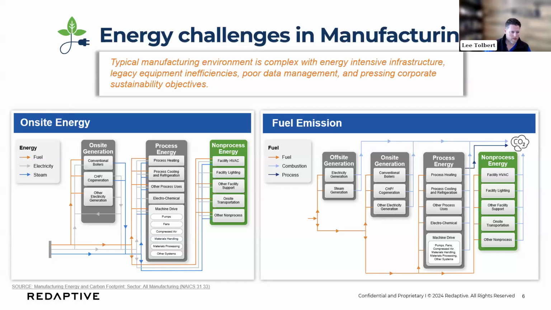There are a number of different areas that we can attack. So one of the most common, because you can do it in a way that's not as disruptive to processes in the manufacturing cycles, is what we categorize as non-process energy. And then beyond that, you've got process energy, which is tied to production itself, and then on-site generation, for actually generating electricity.